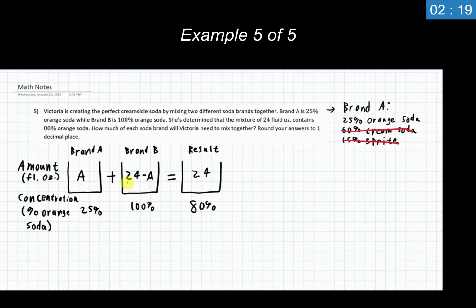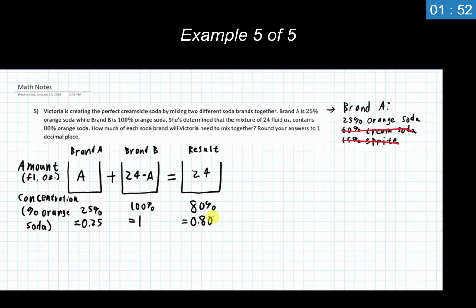Now I need to make an equation out of this. Last modification we need to do is with these percentages. I can't work with this as 25, 100, and 80. I need to convert these percentages into decimals. So 25% converts into 0.25, 100% converts into 1, and 80% converts into 0.80.